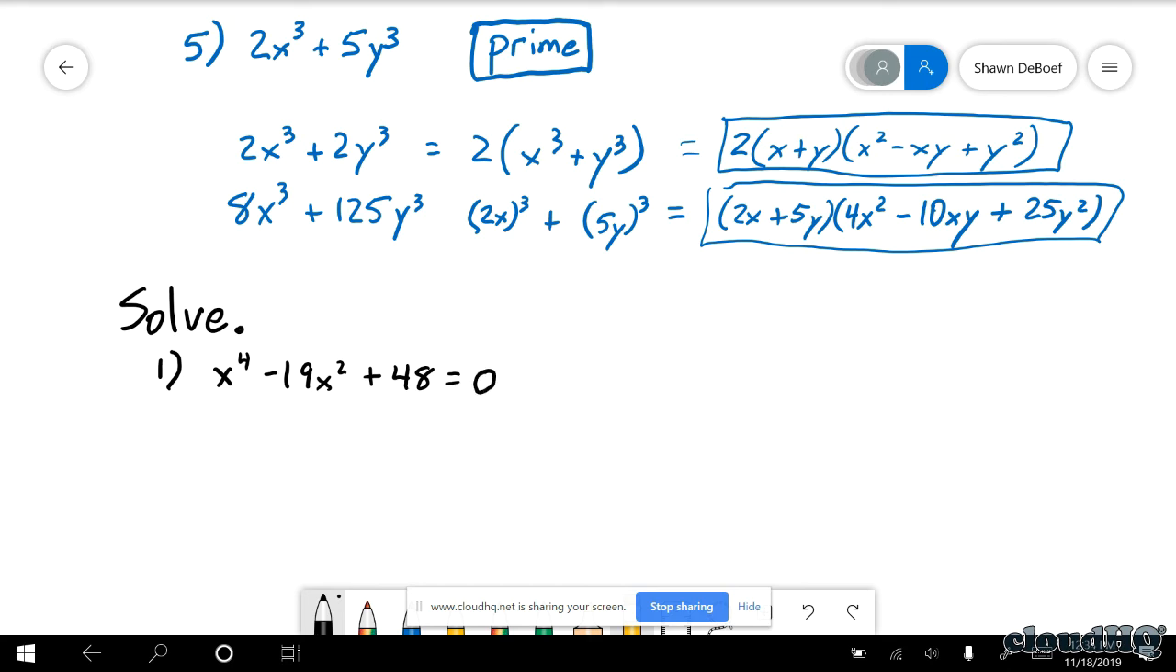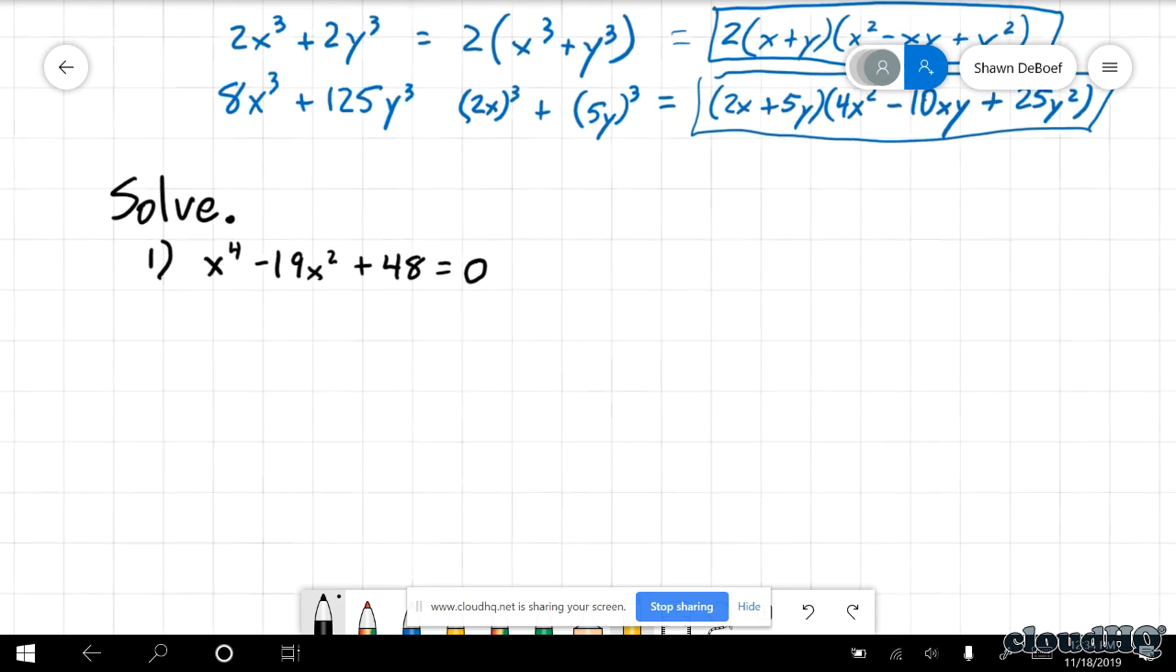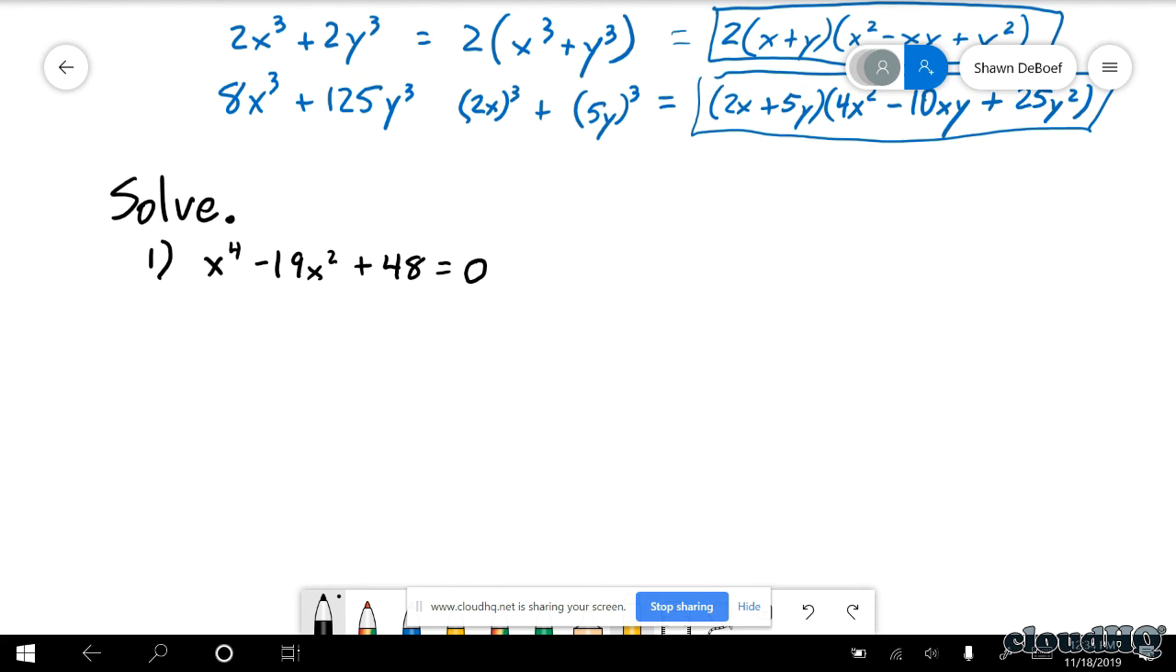Before I start this problem, what degree is this? It's a degree of 4. How many answers are we expecting? I would expect 4. Some could be imaginary, so it might not be 4 real, but I should find 4 answers. I heard someone answer 3. That would be like turning points. But if we're looking for solutions or zeros, there should be 4.